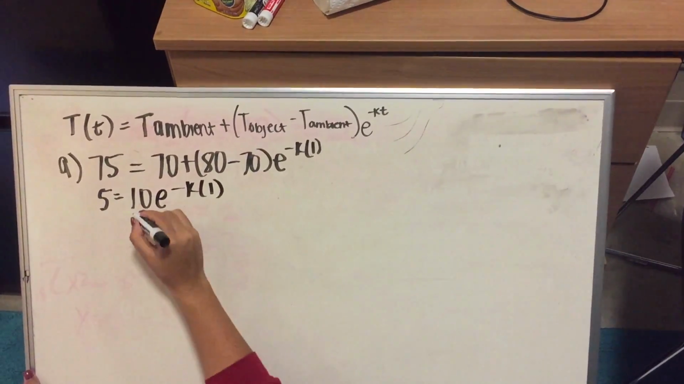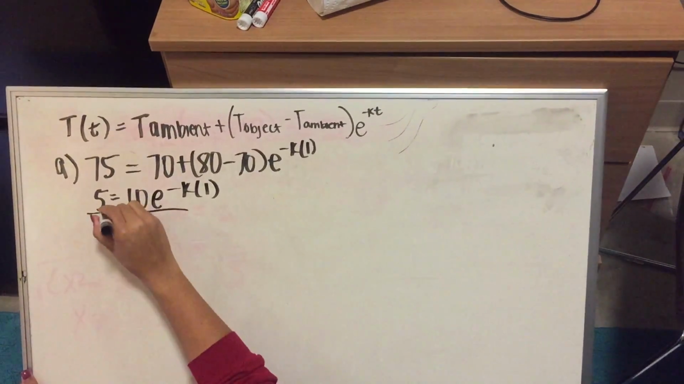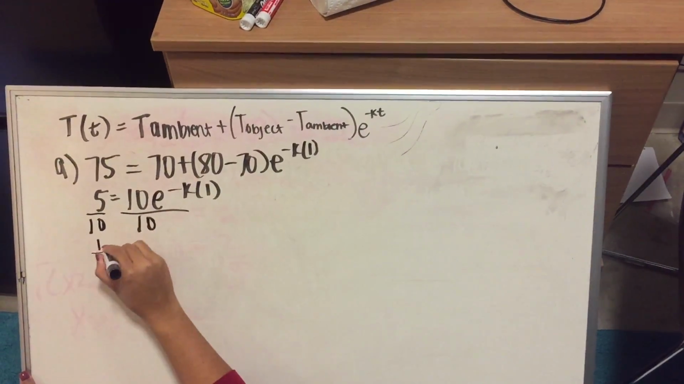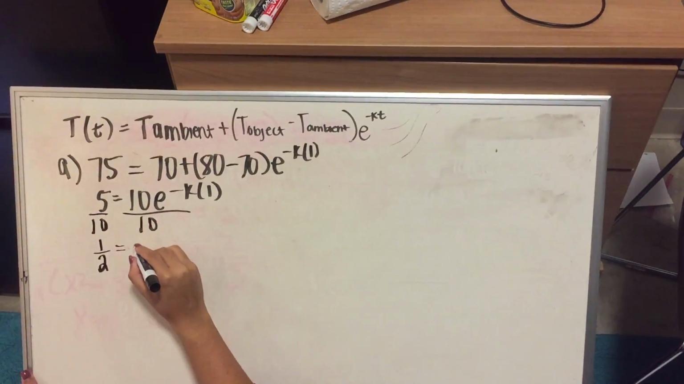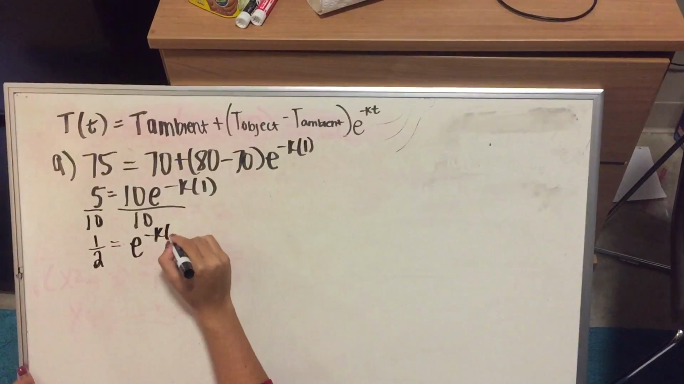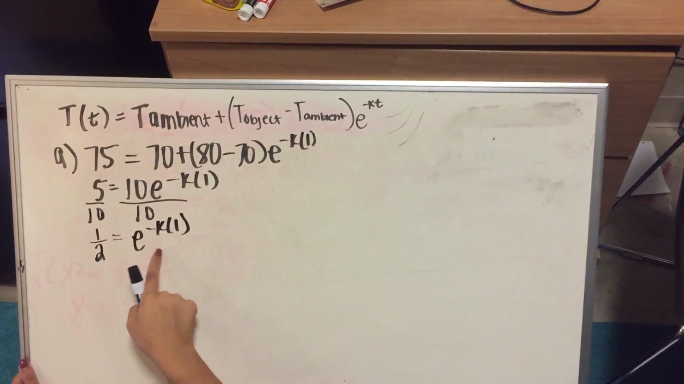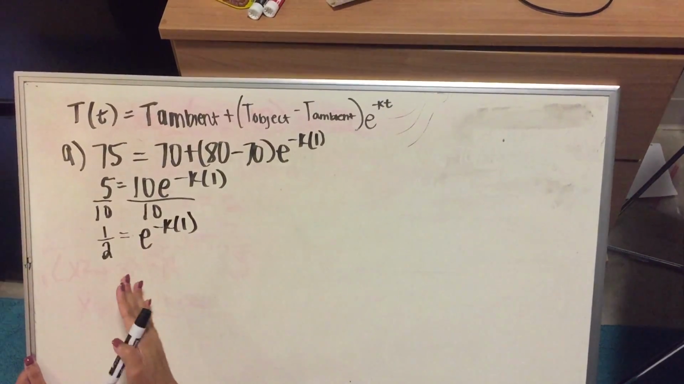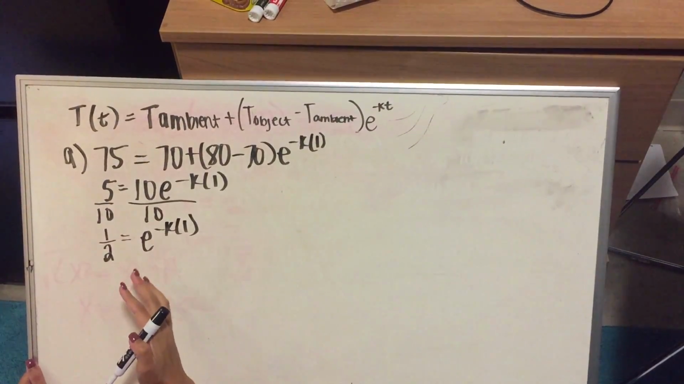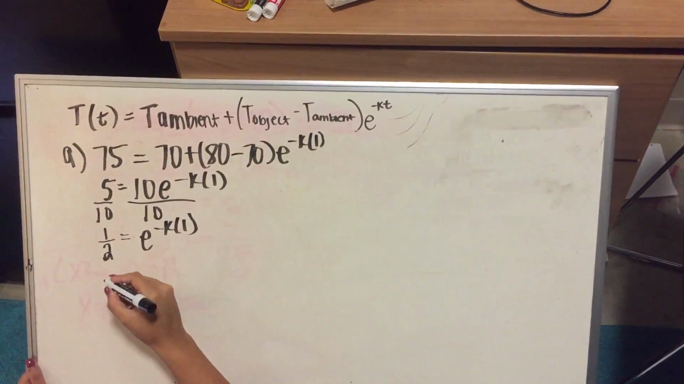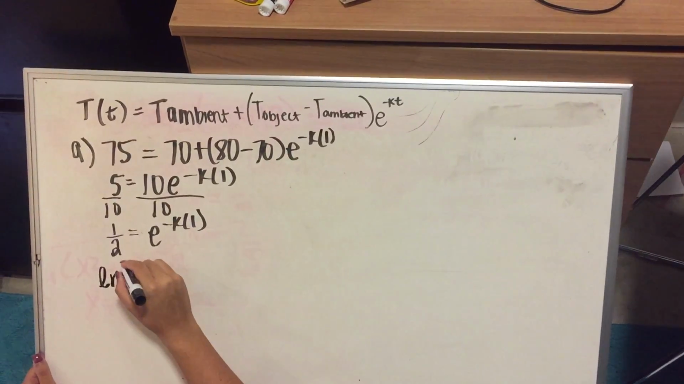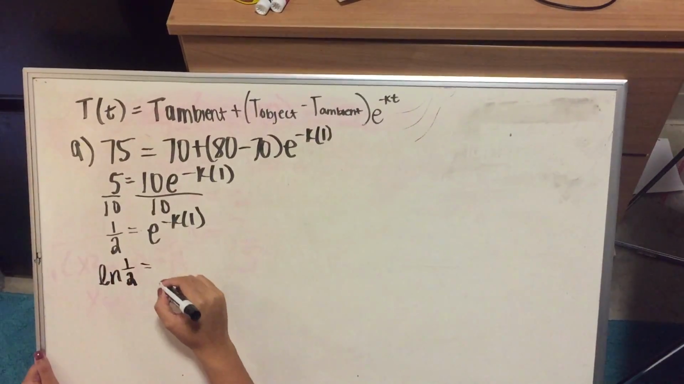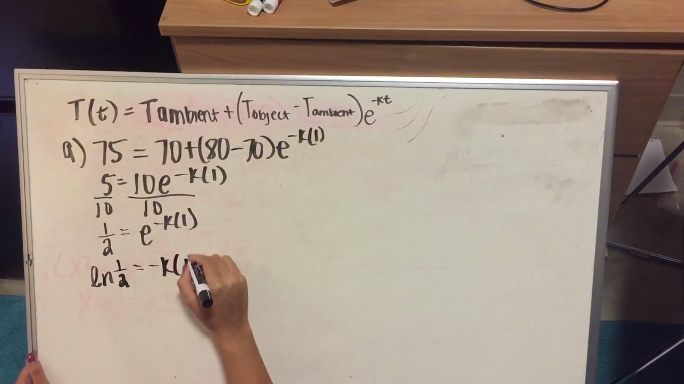And now we're going to divide by 10 on both sides, giving us 1/2 equal to e to the negative k times 1. And to be able to bring this down to work with it, we have to find a common base and take the natural log of both sides. So we take the natural log of 1/2 and equal it to negative k times 1.